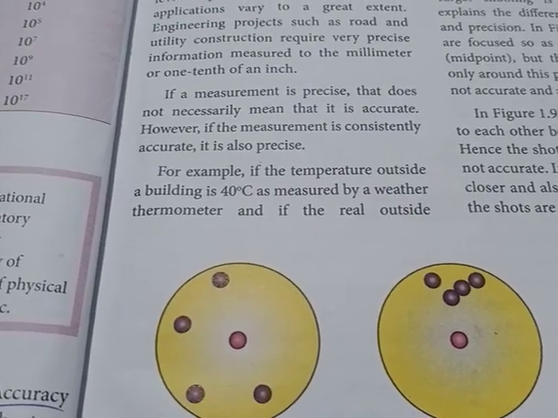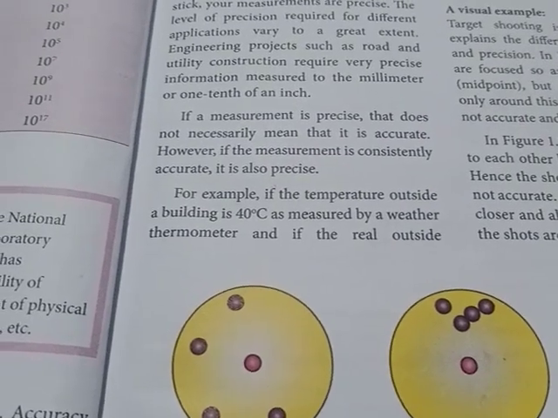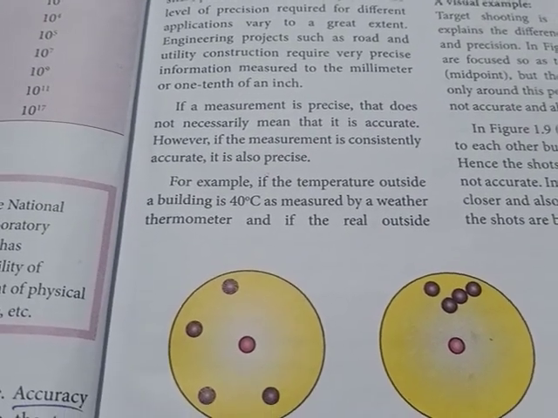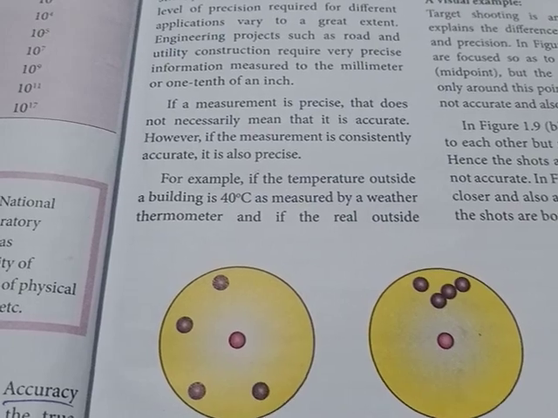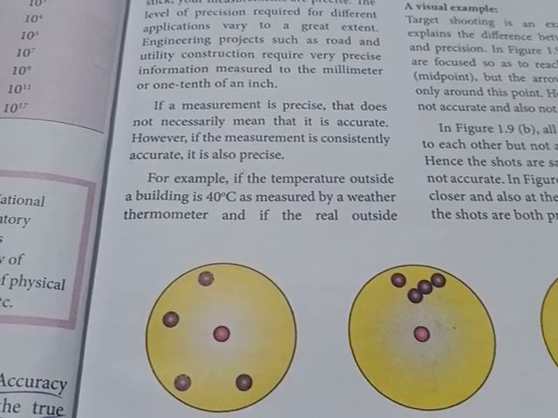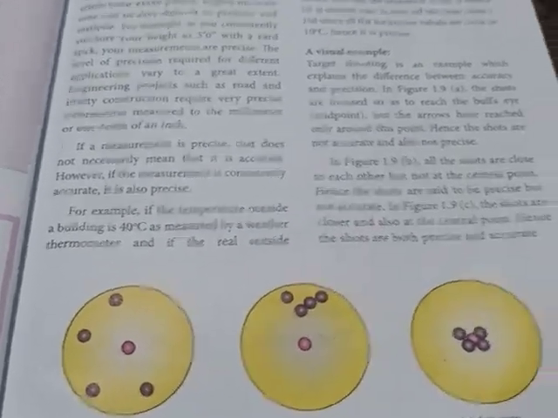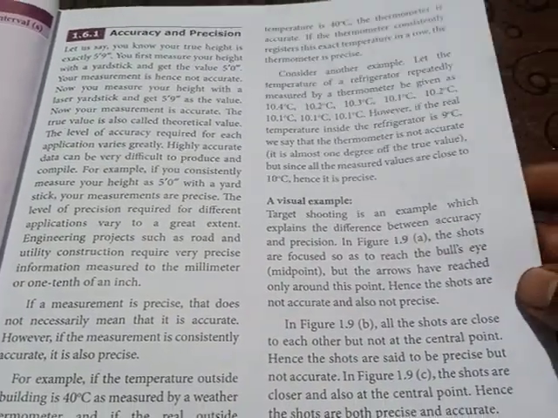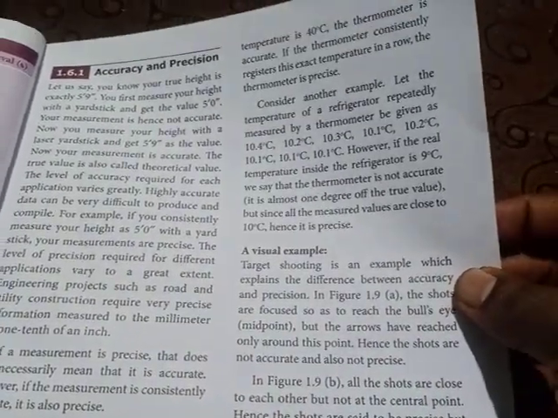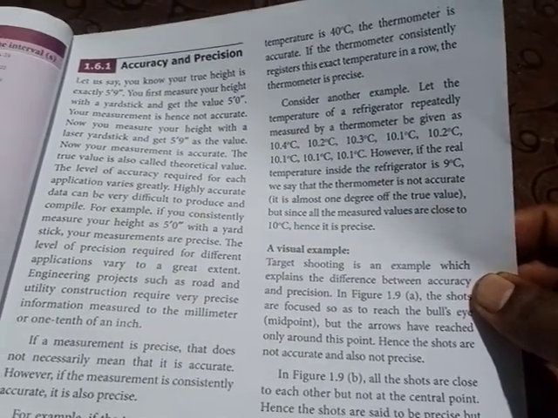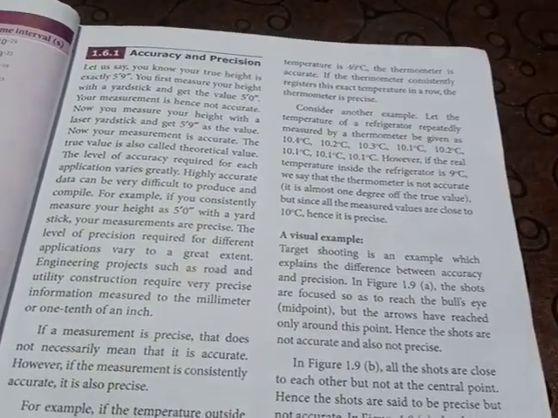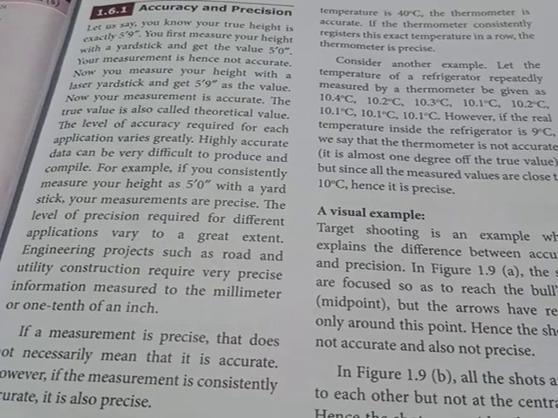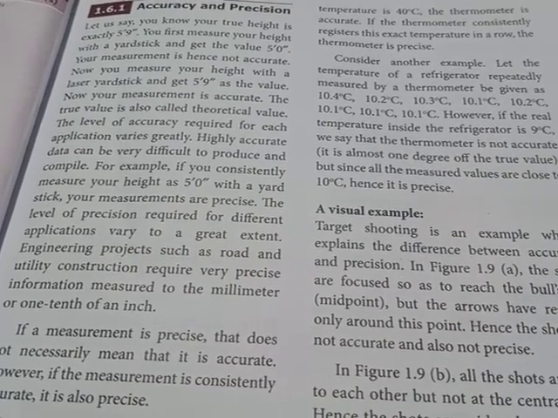So 40 degrees Celsius is the outside temperature. You are sitting inside the home, and the original outside temperature is 40 degrees Celsius. Now you are checking it using a thermometer. We can see what will happen. While measuring this temperature using the thermometer, you got it correct, so we can tell it is accurate.